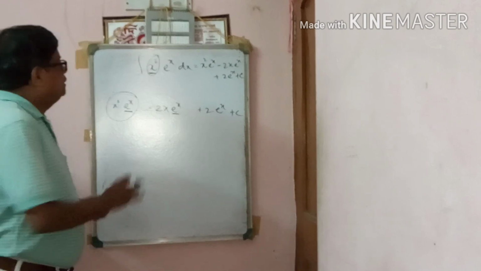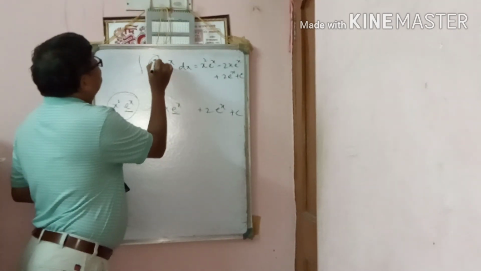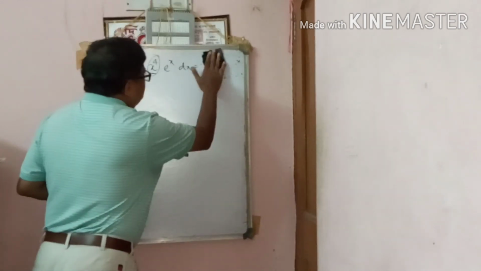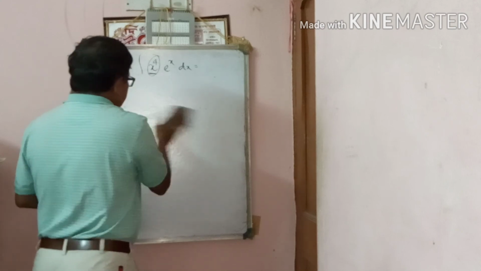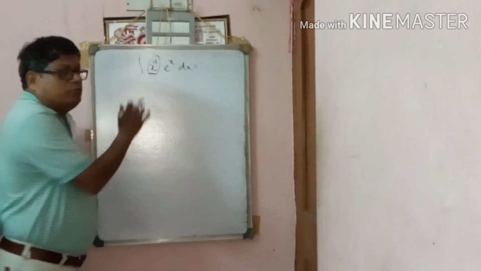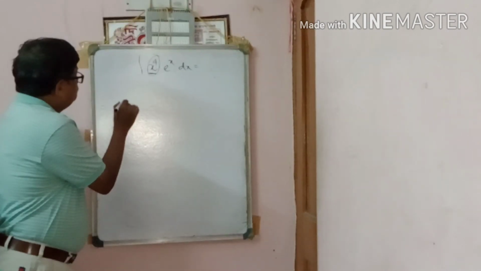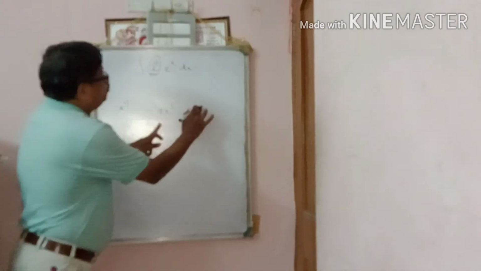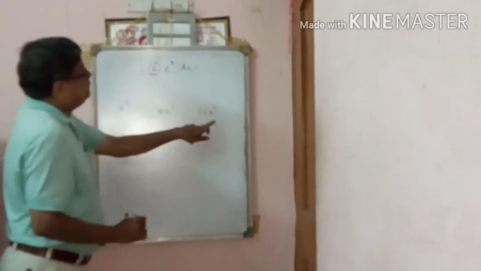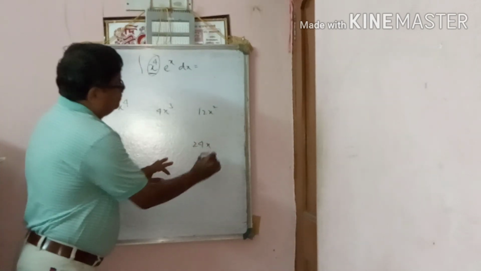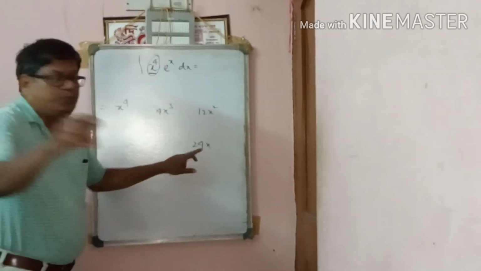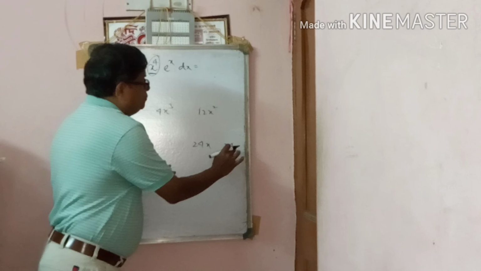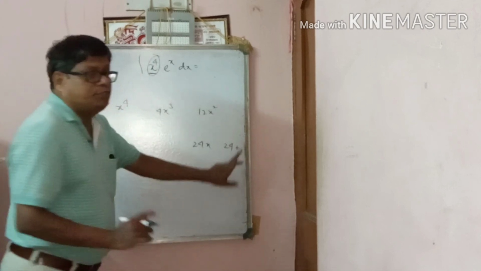Suppose I am writing x to the power 4. Look here. First x to the power 4 is there, so write x to the power 4, then its derivative 4x cubed, its derivative 12x square, its derivative 24x, and its derivative 24. Then its derivative is 0.